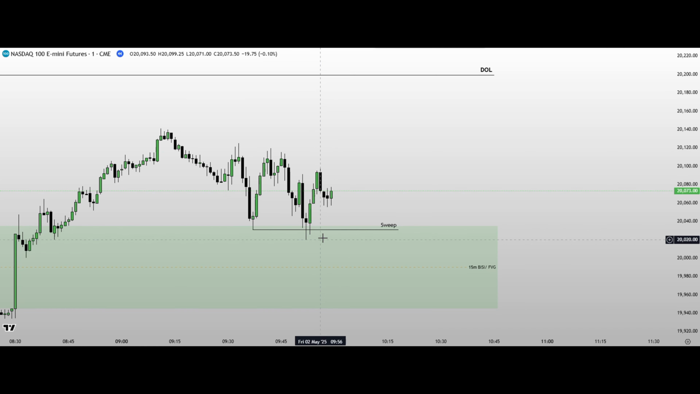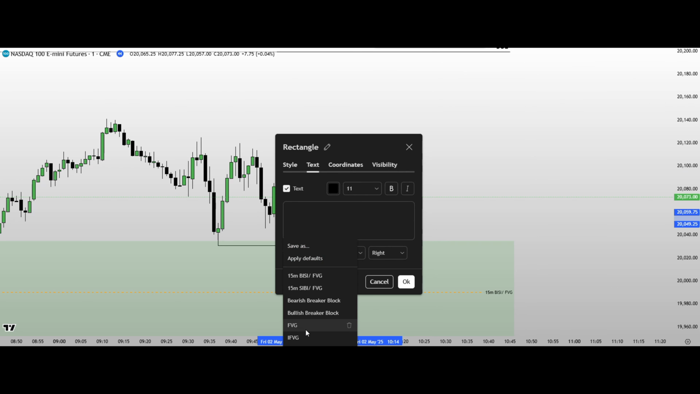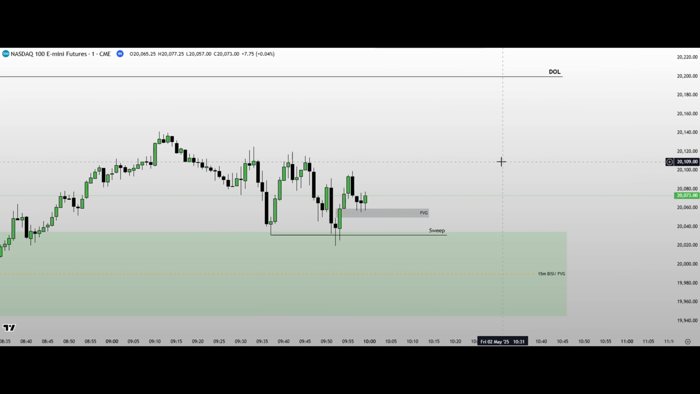Why would price need to sweep liquidity once more if it just did so here, if we have the timing correct? There is no reason for price to do so. It literally just swept liquidity right here. So you get that internal sweep, you get that reversal. Price makes that move to the upside, forms a fair value gap right here that we can enter upon.